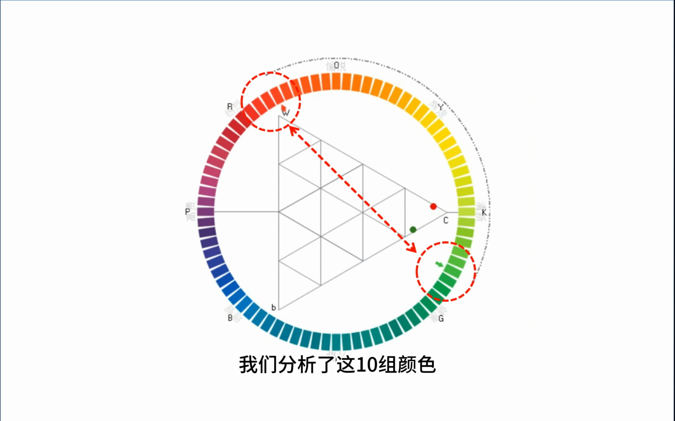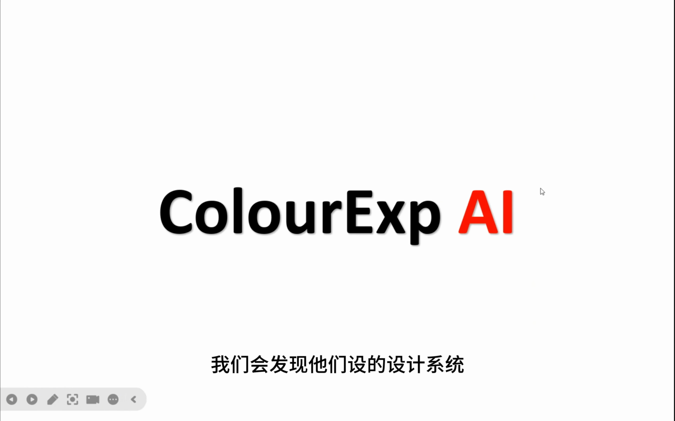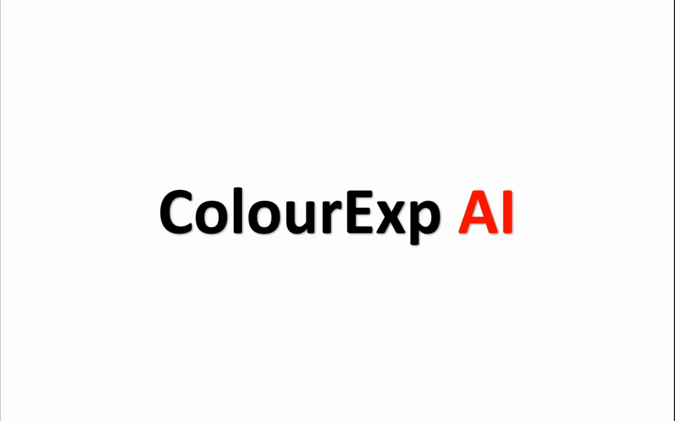We analyzed these 10 groups of colors. We will find the design system they set up. Without exception, they all use the opposing design style of hue. Use this approach in cover design, it is very easy to grab the audience's attention. Because of this confrontational color, stimulation of people's biological visual organs is indispensable.